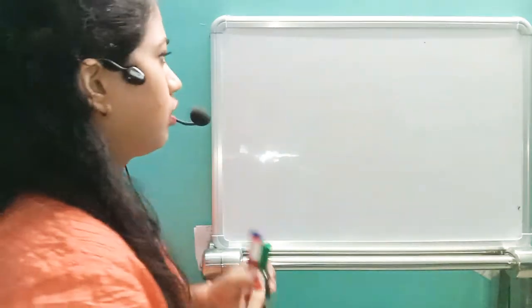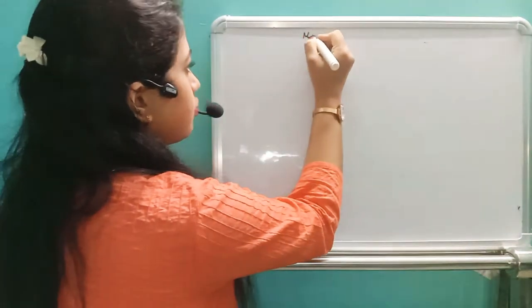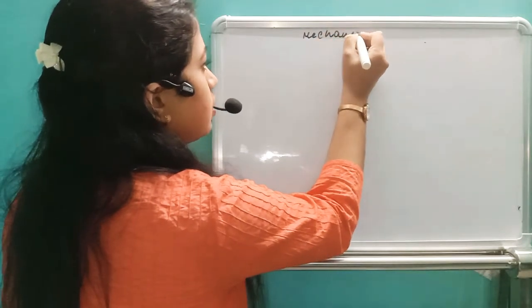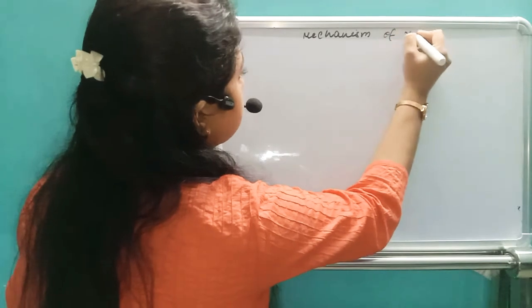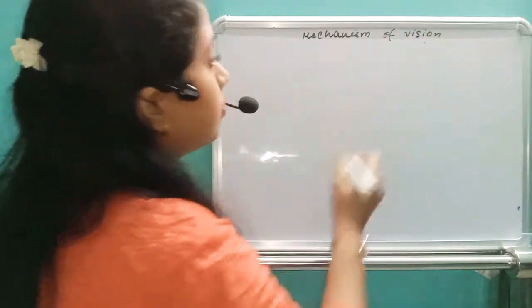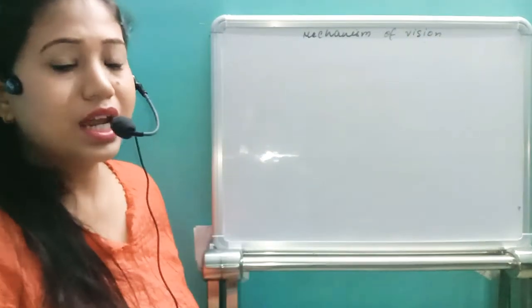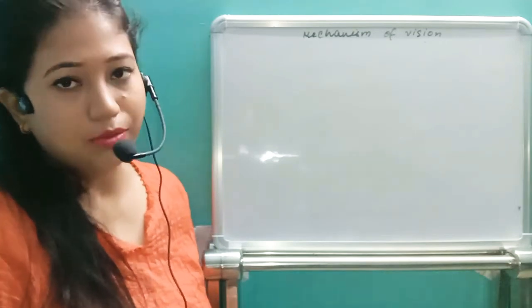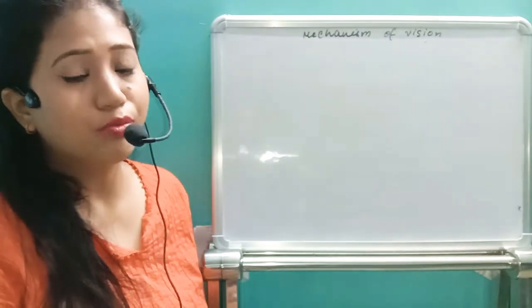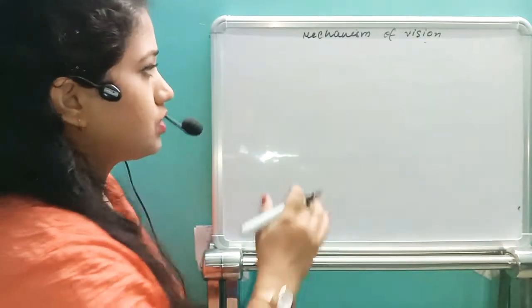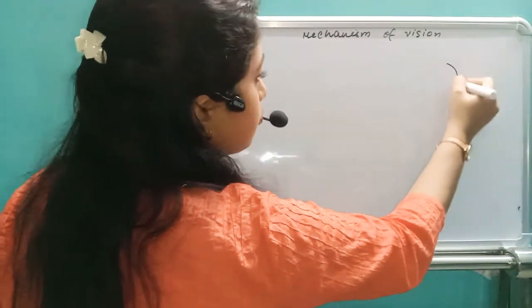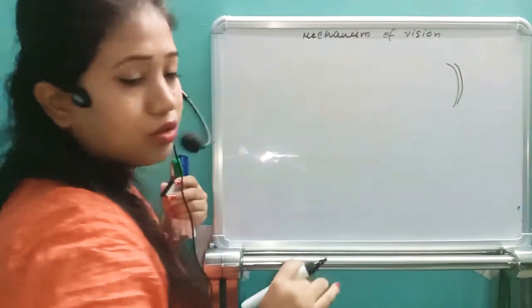First of all, whenever it comes to the mechanism of vision, we need to know the structure of the retina. So in this mechanism of vision, we'll see the different sublayers of the retina. The retina is divided into three sublayers: photoreceptor cell layer, bipolar cell layer, and then the ganglionic cell layer. Suppose this is the outermost layer, I have already drawn the structure.